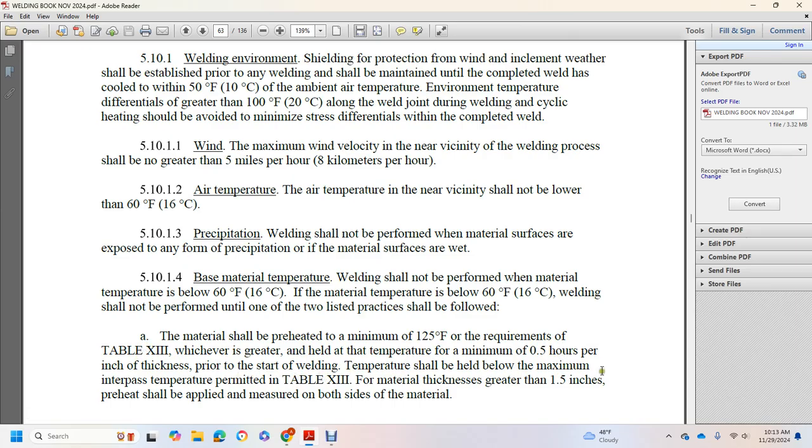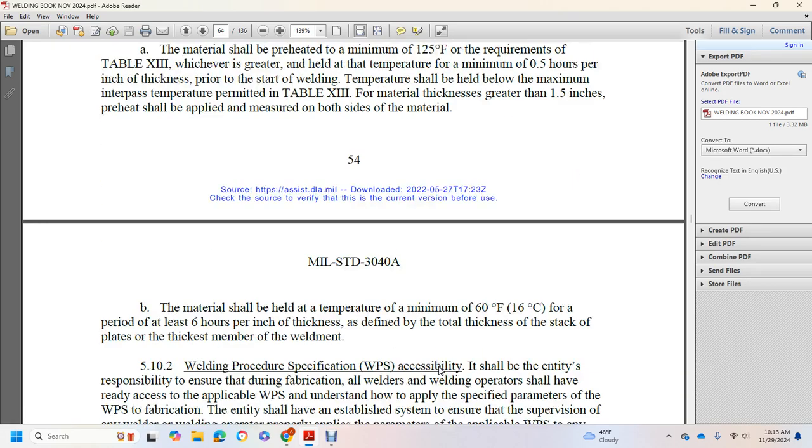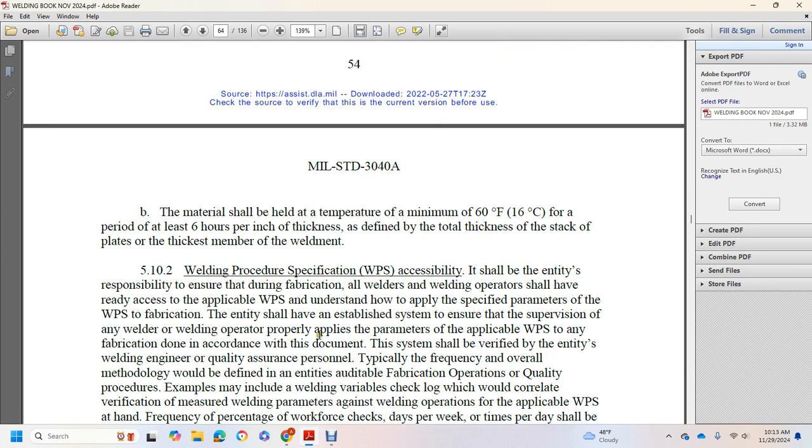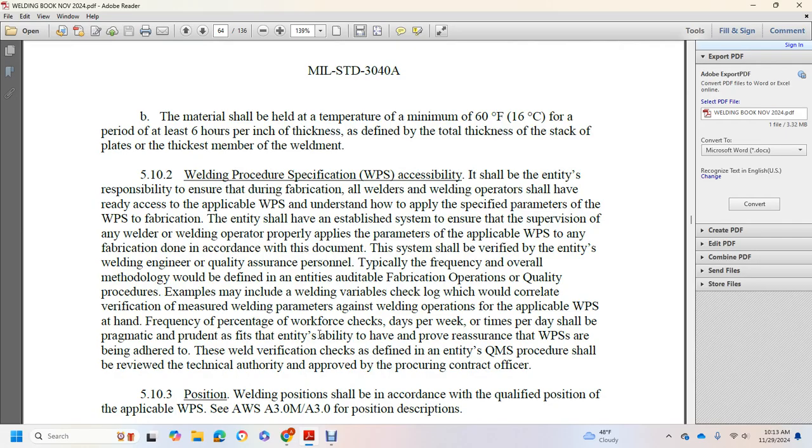When the material thickness is greater than 1.5 inches, the temperature shall be measured on both sides of the material. Material shall be held at a temperature of a minimum of 60 degrees Fahrenheit for a period of at least 6 hours per inch of thickness, defined as the total thickness of the stack of plates of the thickest member of the weldment. Welding procedure specification accessibility.